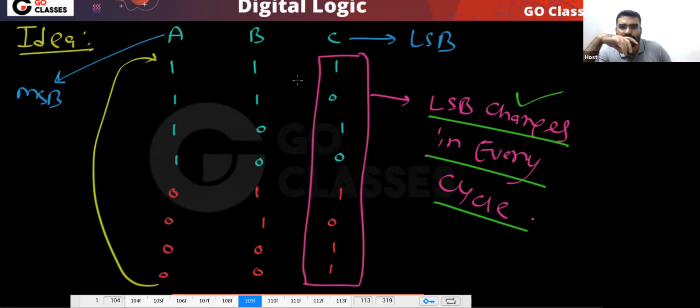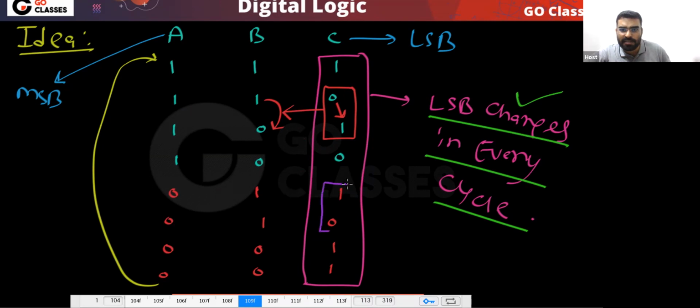When will the second bit change? The second bit will change when this LSB is going from 0 to 1. When this LSB is going from 0 to 1, then this change is happening. Yes or no? You can notice this change is happening.